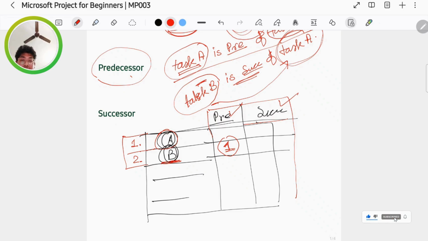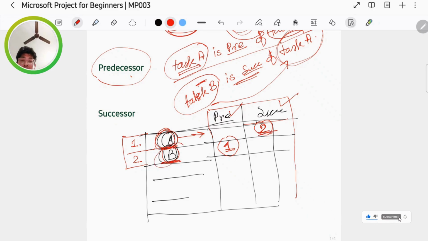Similarly, if we come to A, what will be written in the successor? It will be written 2. Why 2? Because activity B will start after A completes. So who is the successor of A? That is B. That's why 2 is written over here.